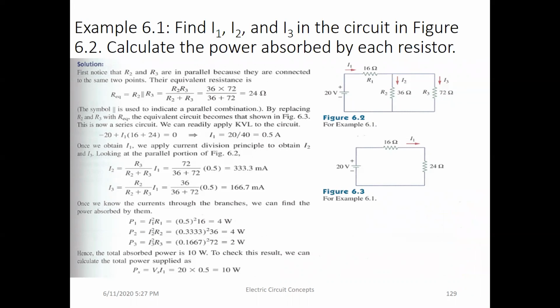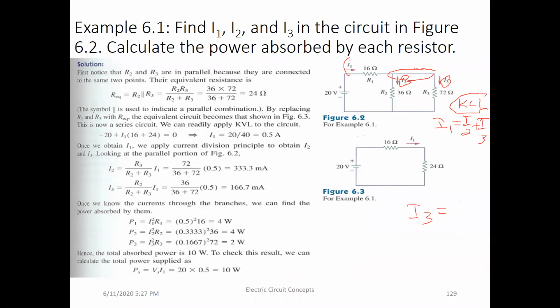Same thing we can do for I3. I1 is greater than I2 and greater than I3, and we know that if we apply KCL at this node, we have I1 coming into the node equal to I2 plus I3. So KCL is applied to the parallel branches and KVL is applied to the loop. That is the difference between KCL and KVL.